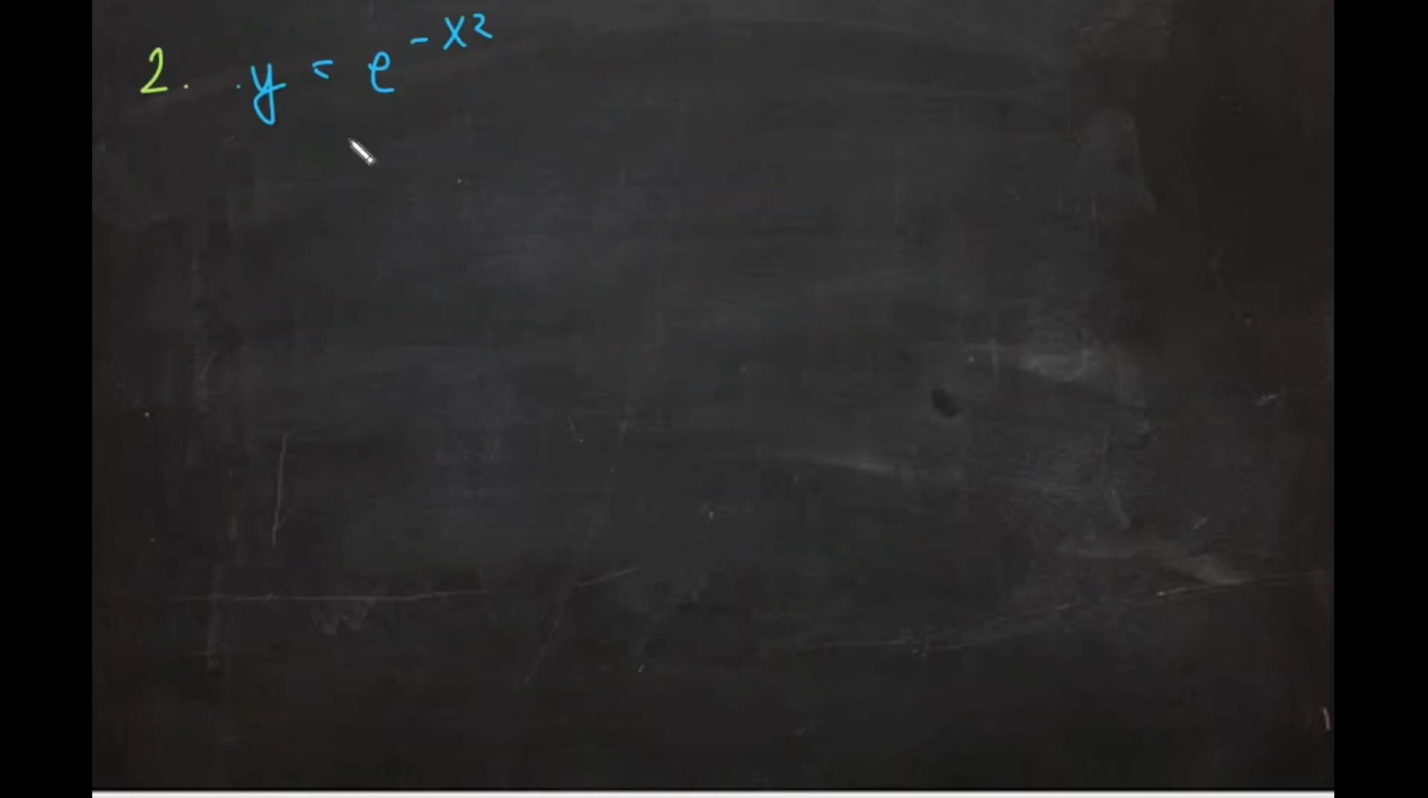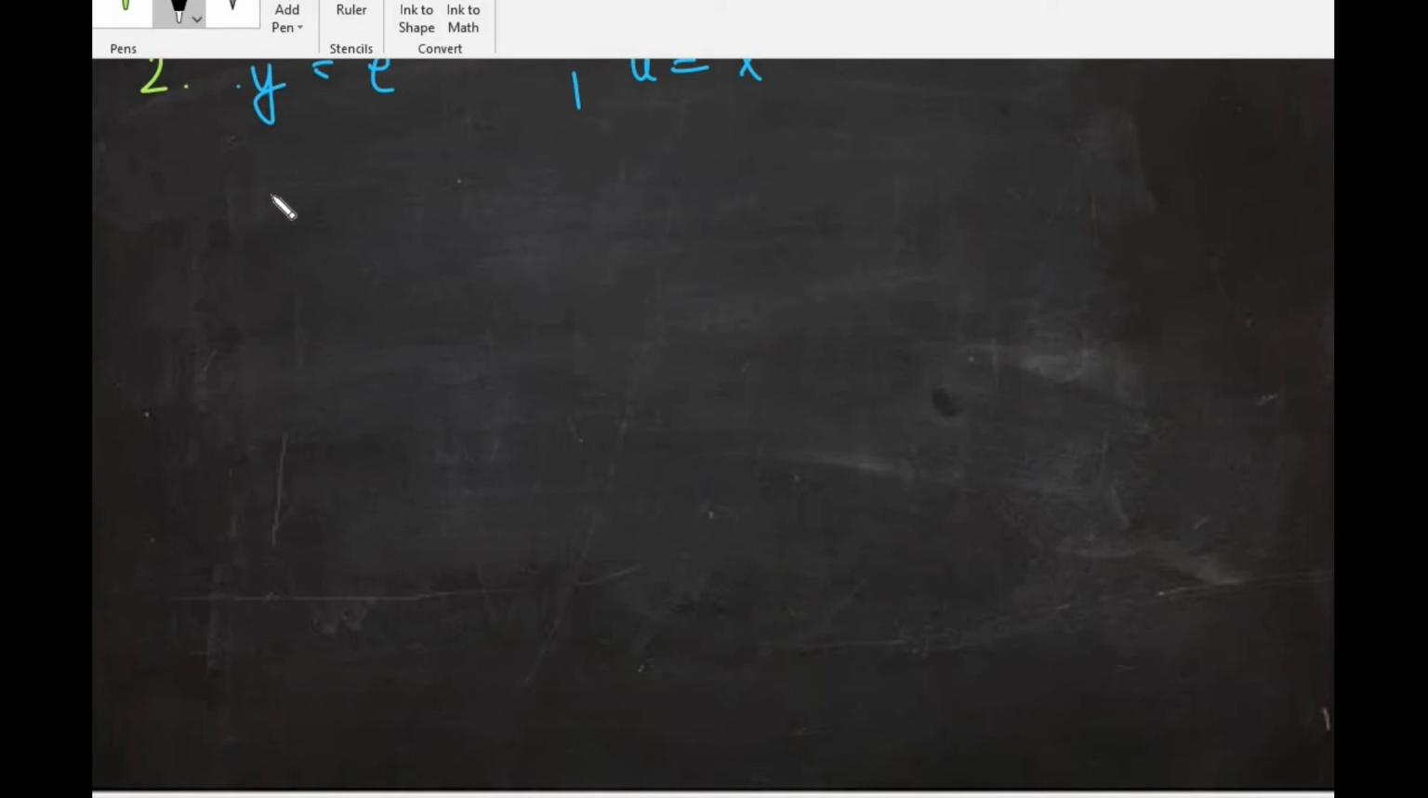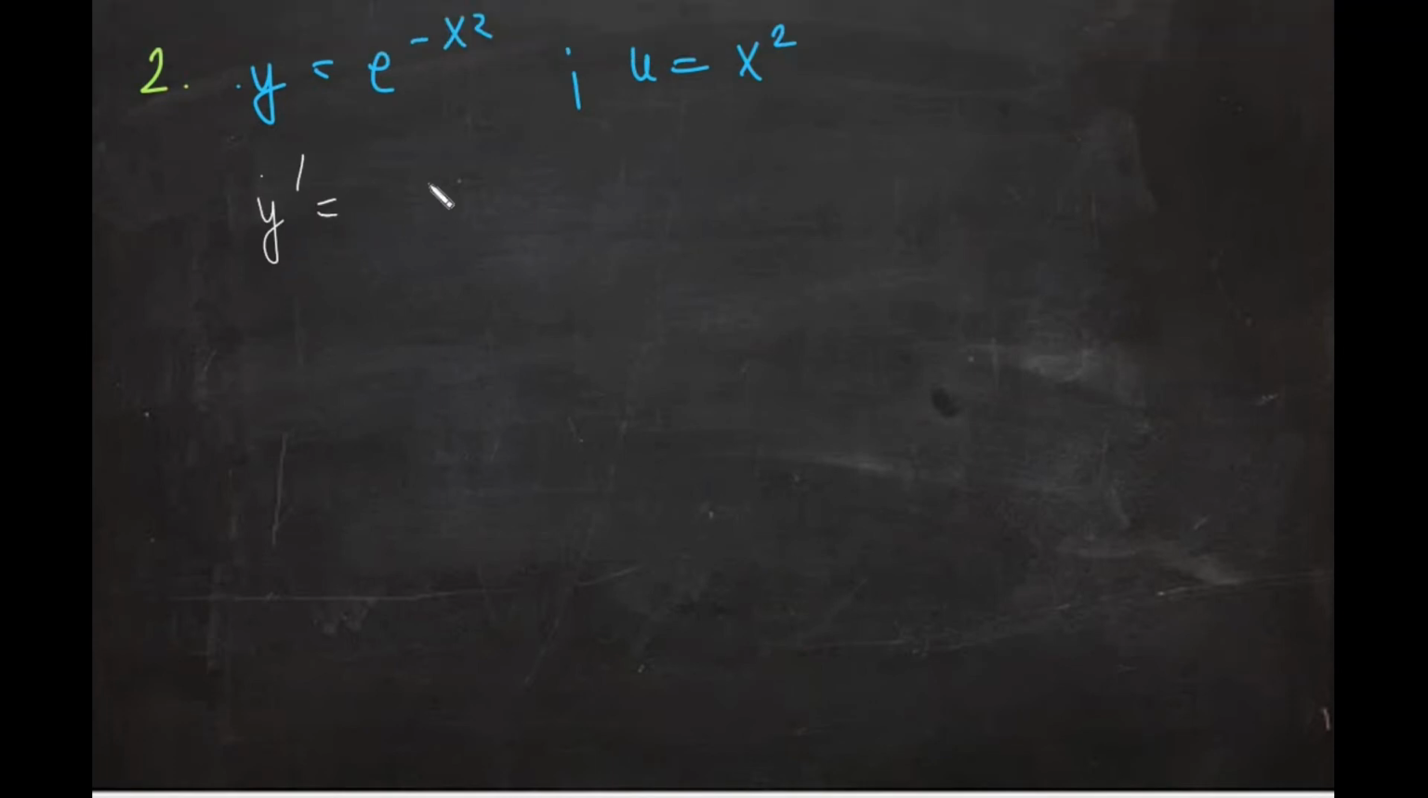So problem number 2, we have y is equal to e raised to negative x squared. Again, let's just identify that u is equal to negative x squared. The formula that we will use is simply equal to e raised to u times the derivative of u. So let's first write e raised to u, and then the derivative of u, which is negative x squared. What is the derivative of negative x squared? It is simply equal to negative 2x.